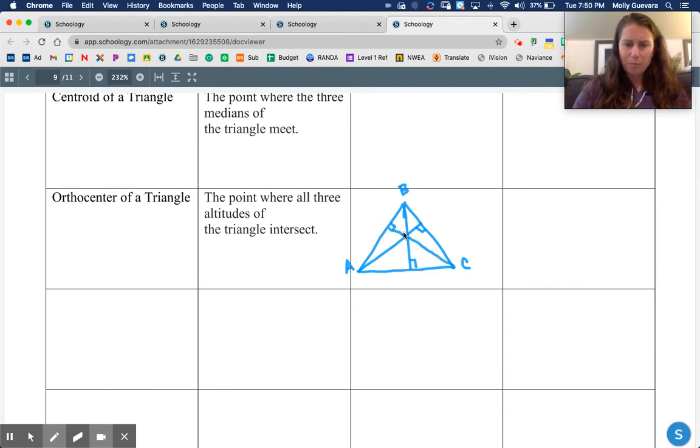Like so. And the center here, where those three points meet, is the orthocenter. So that is the point where all three of the altitudes meet.